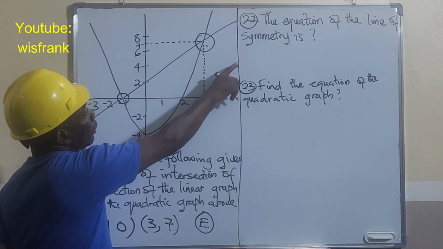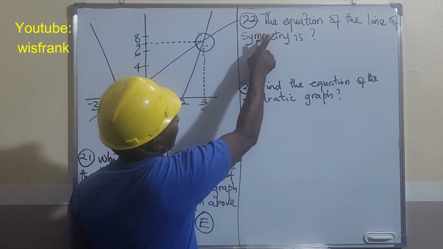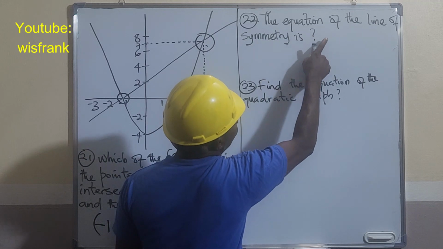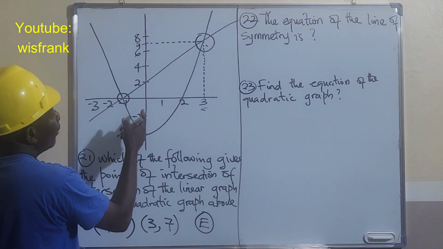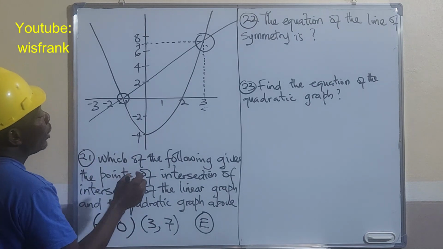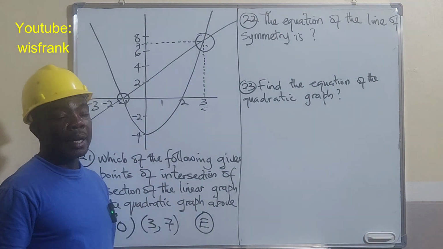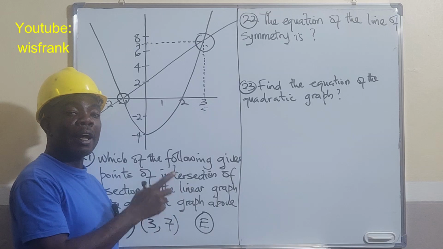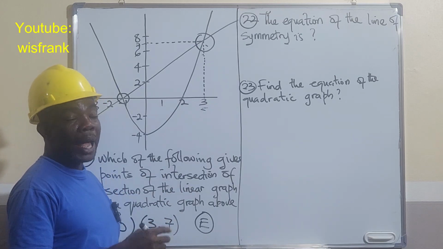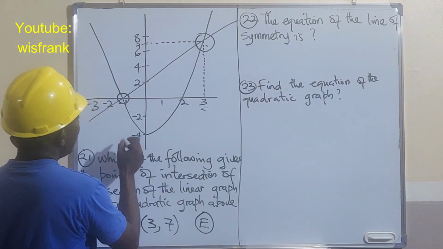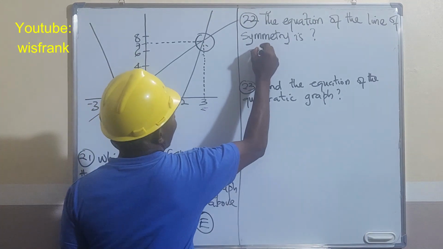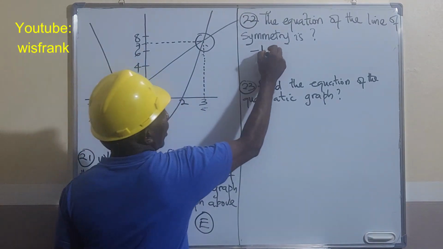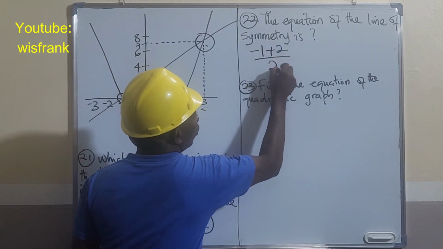The next one, still from the graph, is question 22: the equation of the line of symmetry. How do we find that? We add the two roots together, that is, the points at which the graph cuts the x-axis, and divide by 2. Here the graph cuts at -1 and the next one is 2, so we add them and divide by 2.